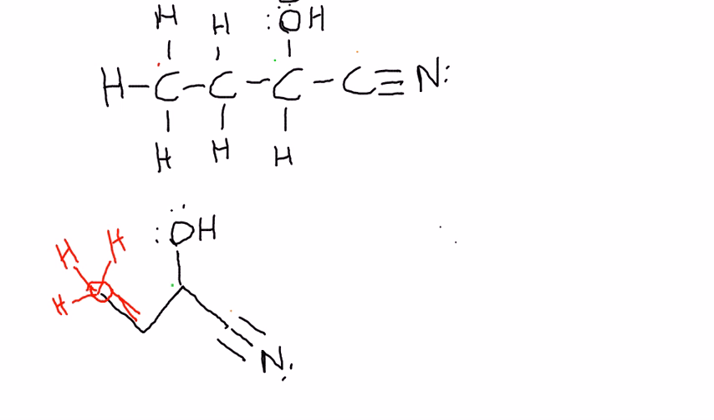We can do the same thing here. This carbon has two bonds, one to the left and one to the right, and then it also has these two other bonds to hydrogen, which don't need to be drawn again.